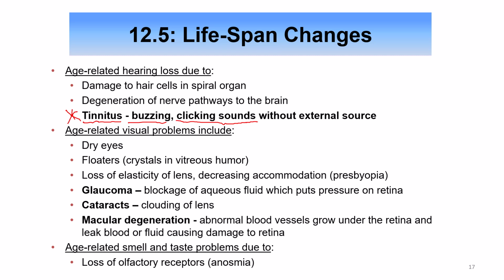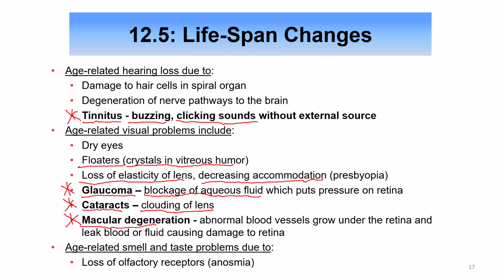Age-related visual problems: dry eyes occur. Floaters refer to crystals that form in the vitreous humor. Loss of elasticity of the lens can occur. This can lead to decreased accommodation. Now glaucoma. This is when the aqueous fluid is blocked, and this puts pressure on the retina. Cataracts. This is the clouding of the lens. Here the lens will be replaced by an artificial lens.